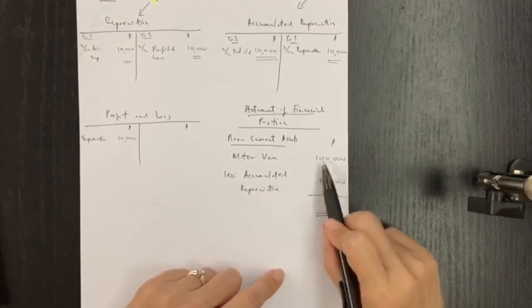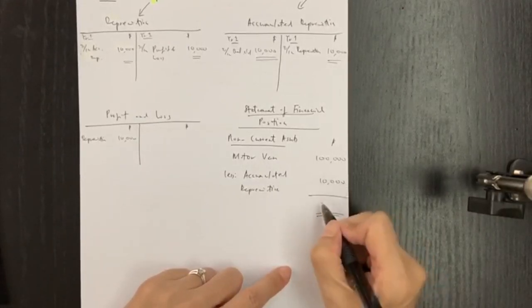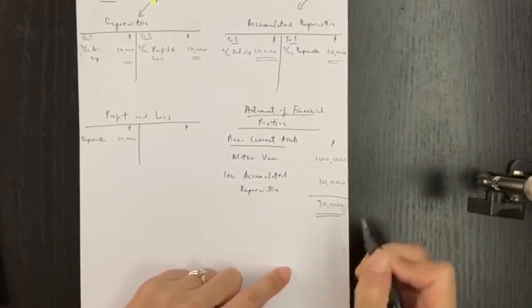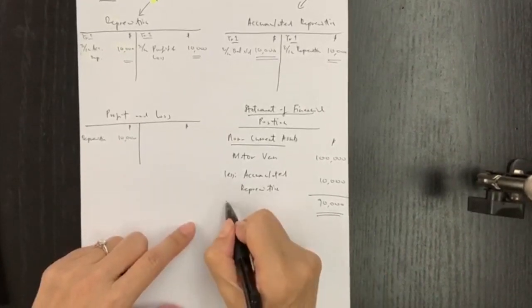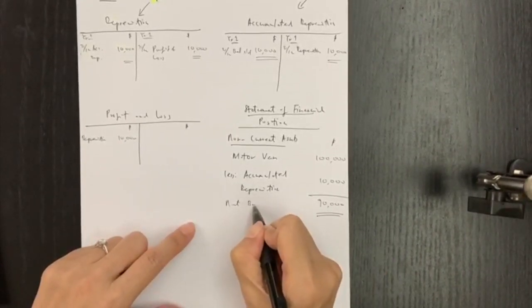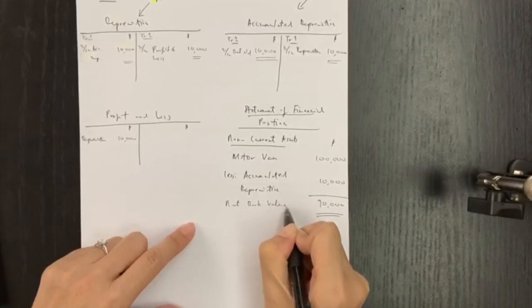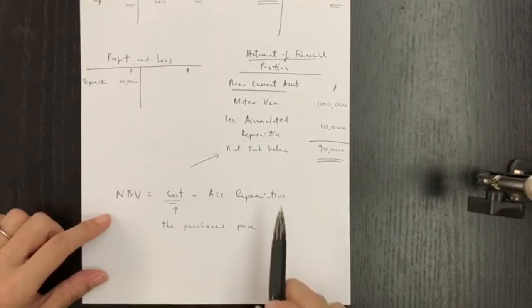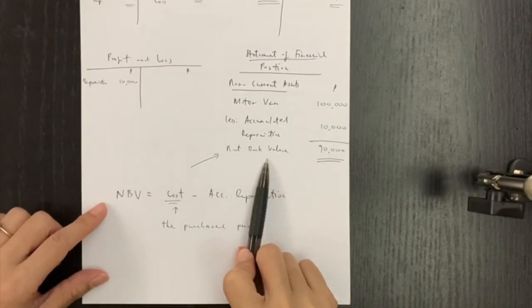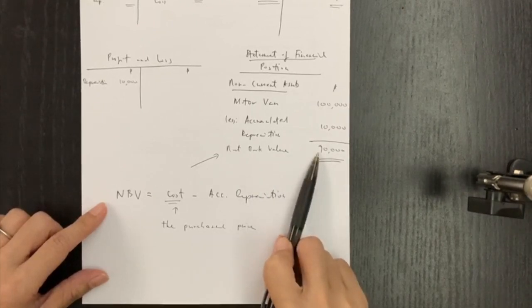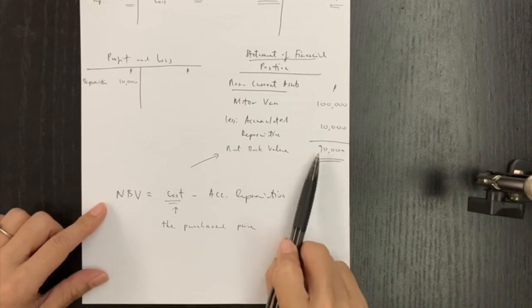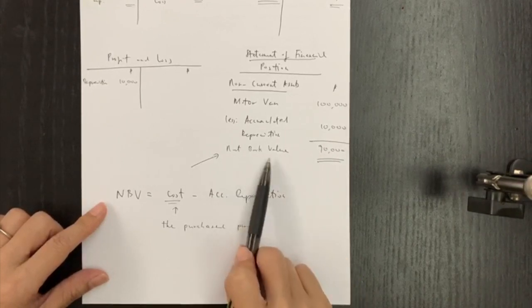Therefore, how much is 100,000 minus 10,000? I will have 90,000. So we call this the net book value. Okay, so you can see after we use the motor van for a year, the value goes down to 90,000, and we call this 90,000 the net book value.